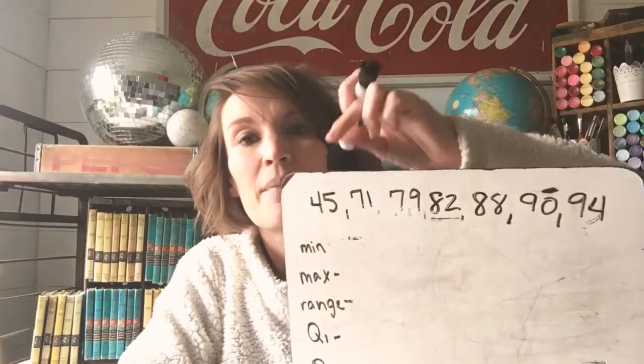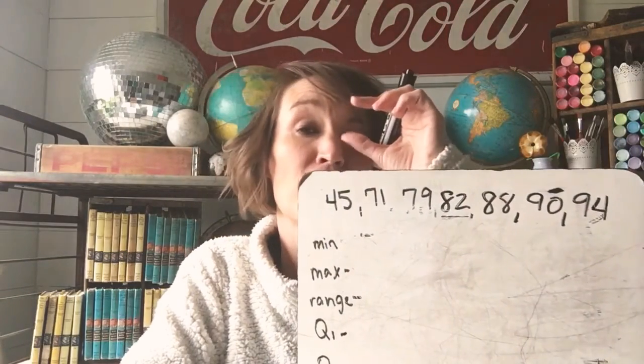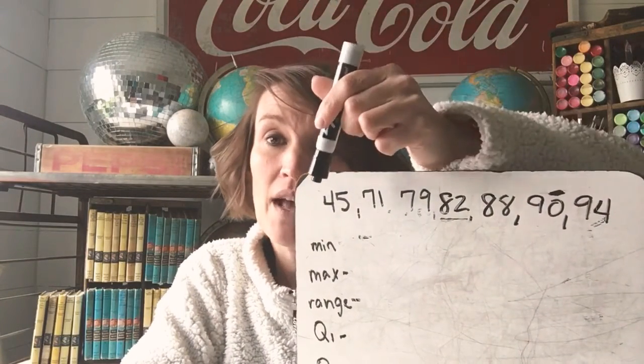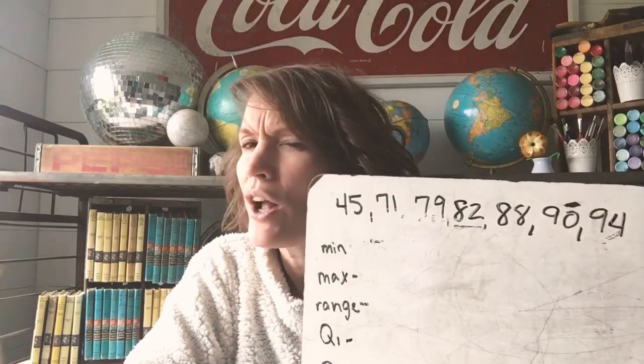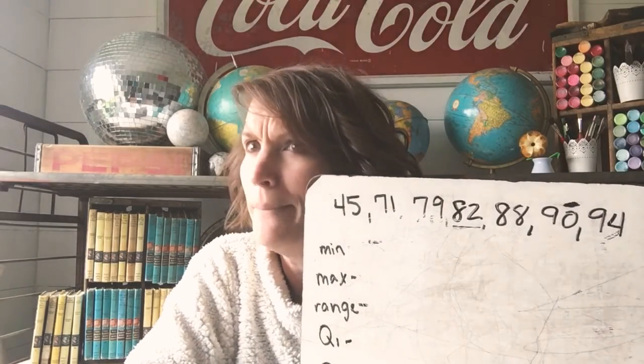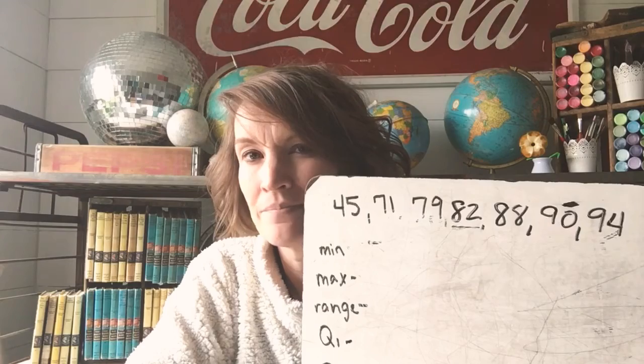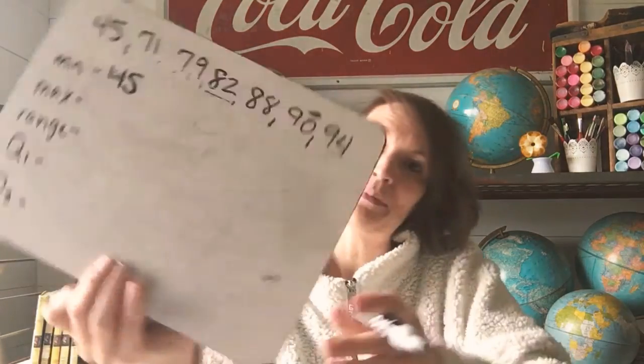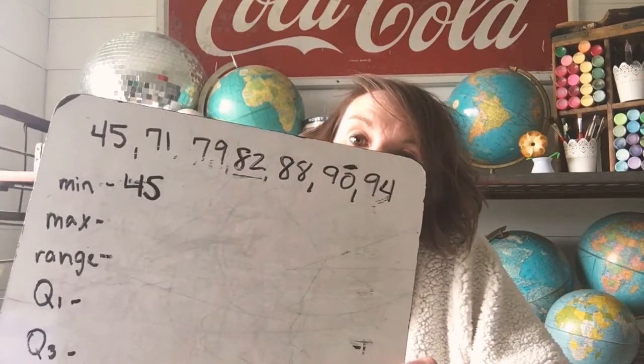So I line these up. Here's my set of data. The first thing I'm going to look at is what is the minimum. Let's use our common sense noggins here. Minimum, what do you think it is? You so smart. It is 45. Good job. Okay, now maximum. What do you think that is? That's right, 94.